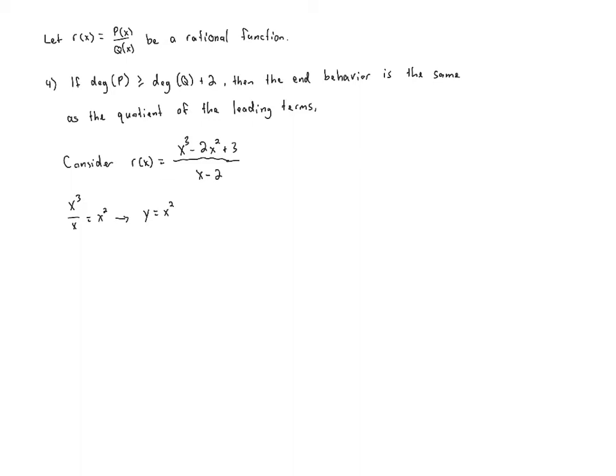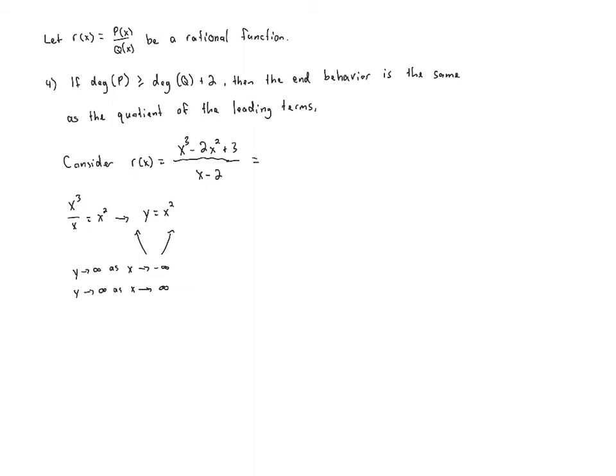We know that this is a parabola opening upward, so the graph is going to be going up as we move to the left towards negative infinity, and also as we move to the right towards positive infinity. So we can say that y approaches infinity as x approaches negative infinity, and also y approaches infinity as x approaches positive infinity.